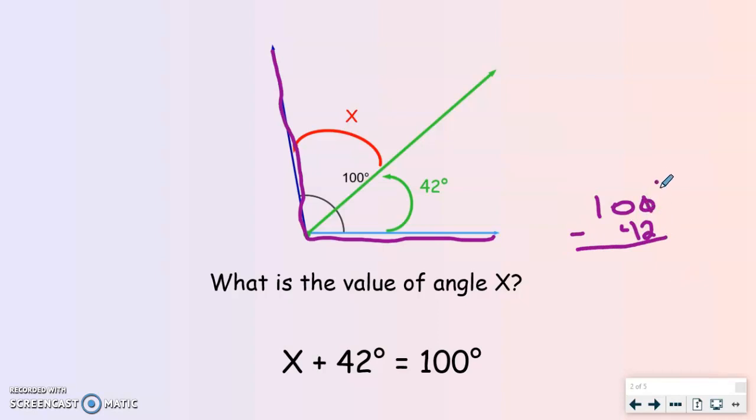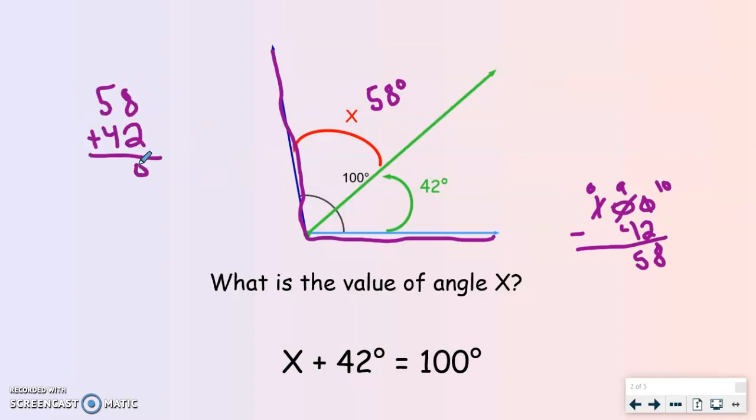So just borrow here. 10 minus 2 is 8, and 9 minus 4 is 5. So the leftover amount after we took away the 42 degree angle is 58. So the answer of what is the value of angle x is 58 degrees.